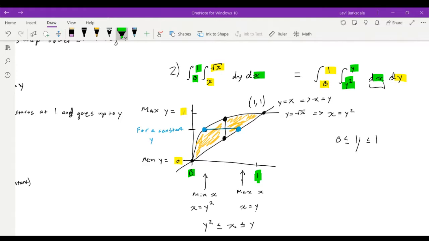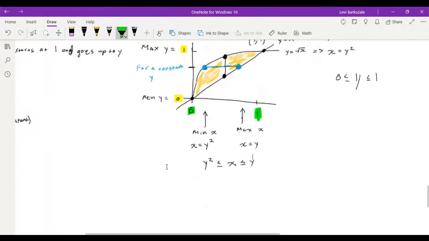Yes, you always have to have your variables on your inside integral. You should not have them on your outside integral because that causes problems. Rather than getting an actual number as your answer, you would get a function as your answer.